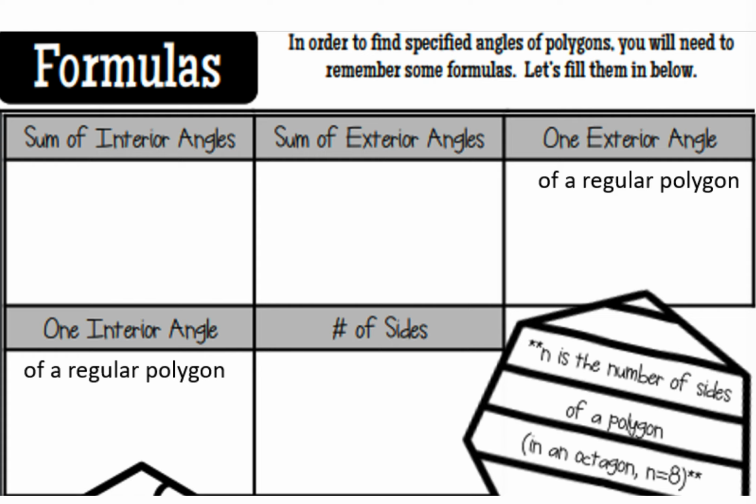Sum of interior angles. To find the sum of interior angles, the first thing we do is count the number of sides. For number of sides, we're going to use the letter N. We subtract 2 from it, so we do N minus 2. And then we multiply that times 180.